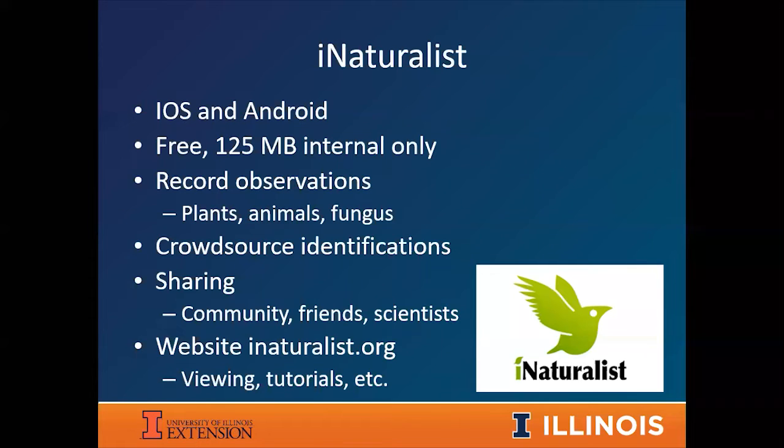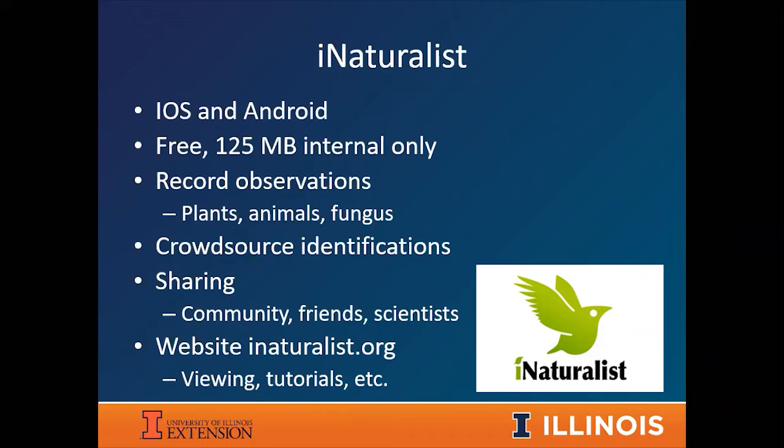Up next, iNaturalist. This one is pretty popular. If you haven't heard of any of these up to this point, you may have heard of this one. iNaturalist is very similar to eBird in a lot of ways, but it is free. It takes up about 125 megabytes. It does require that internal storage, but you can record observations of pretty much anything you'll find in nature. So as eBird is specific to birds, iNaturalist is for pretty much any nature observation that you come across.